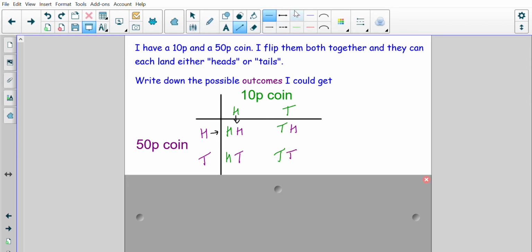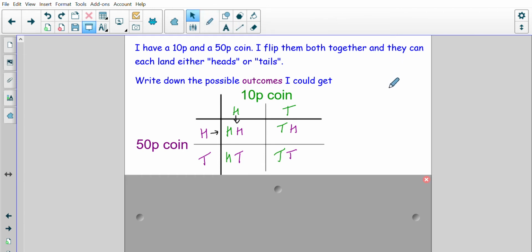If we wanted to, we could put some extra lines in that table so we can see it a little bit better. So I've got 4 possible outcomes. I can have 2 heads and I can have 2 tails. But interestingly, with the head and the tail, rather than just having one outcome, I've got 2 because I could have it either way round. I could have a tail on my 10 and a head on my 50, or I could have a head on my 10 and a tail on my 50. So I have to consider the head and tail both ways round as 2 separate outcomes.